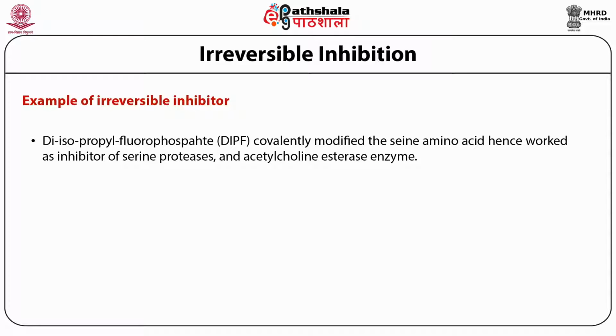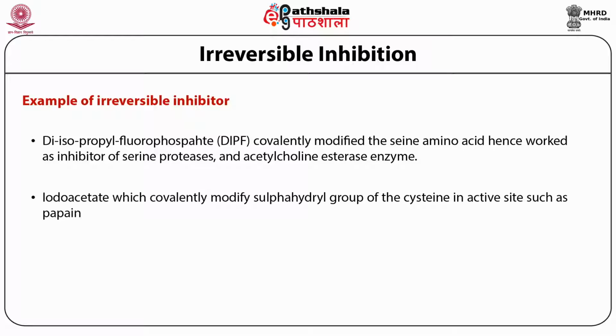As I already told you, serine is very important in the active site of some enzymes, and that is serine proteases and acetylcholinesterase. So if you have an inhibitor that binds with the serine covalently, it will irreversibly inhibit these enzymes. The second one is iodoacetate, which covalently modifies the sulfhydryl group of the cysteine in the active site. Then it will act as an irreversible inhibitor for enzymes that use a sulfhydryl group. One such example of that enzyme is papain.